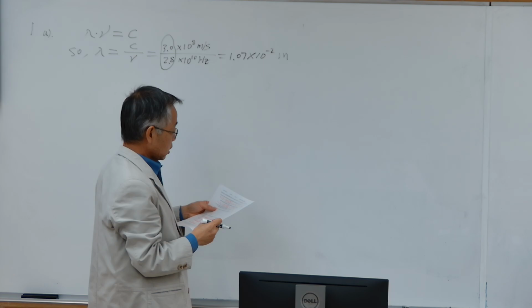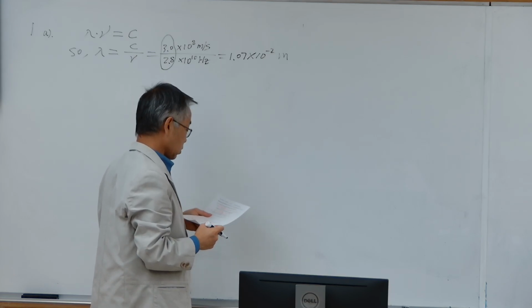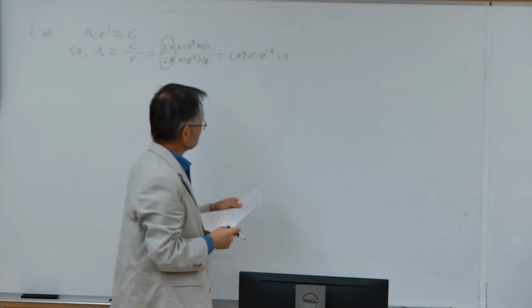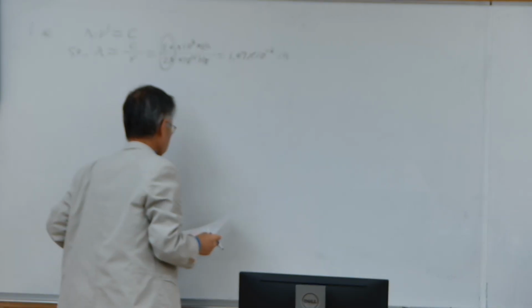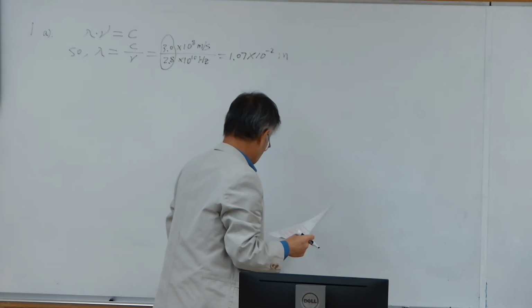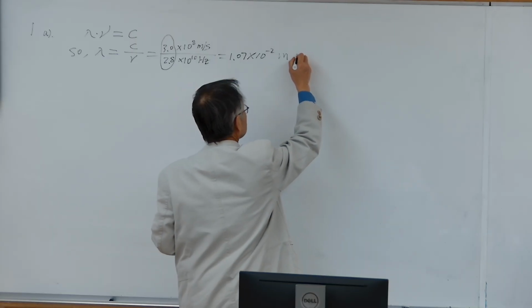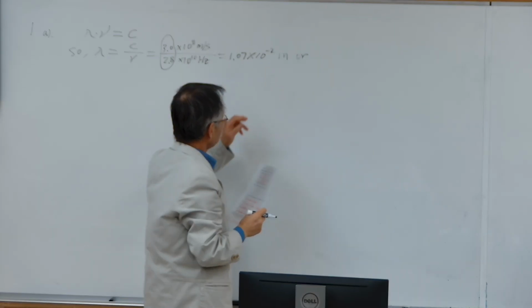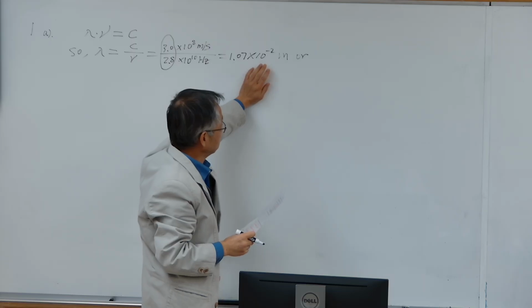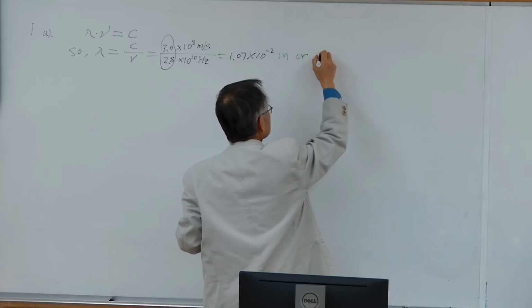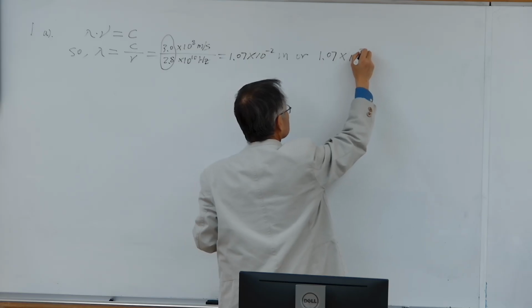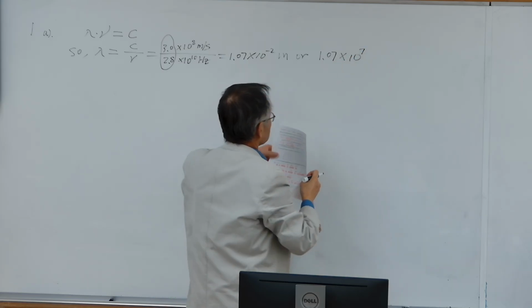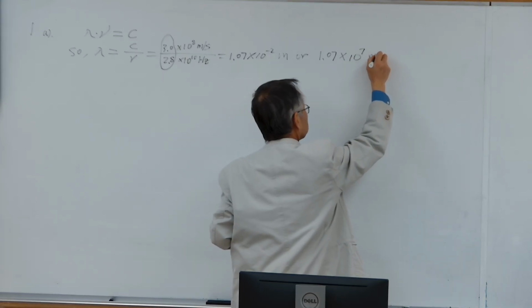So since here didn't specify, your answer must be in meter or nanometer. So you can use this as your final answer. Or if you want, you can convert it to nanometer by times 10 to the 9th power becomes nanometer. So 107 times 10 to the 7. 9 minus 2 is 7 nanometer.